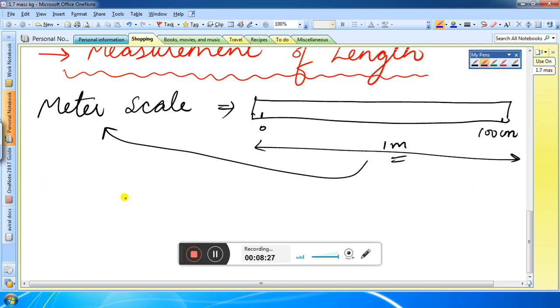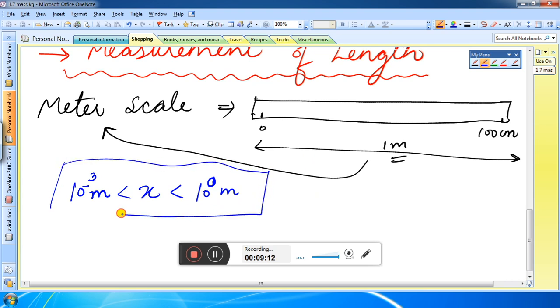But what is the range of the measurement which you can do with the help of meter scale? So meter scale minimum could measure 10 to the power minus 3 meter. To a particular range only it can measure, and that range's minimum is 10 to the power minus 3 and the maximum is 10 to the power 1 meter. Sorry, it is wrong. Here what will come? Here 10 to the power 0. 10 to the power 0 means 1, right? This is the range which can be measured with the help of meter scale.